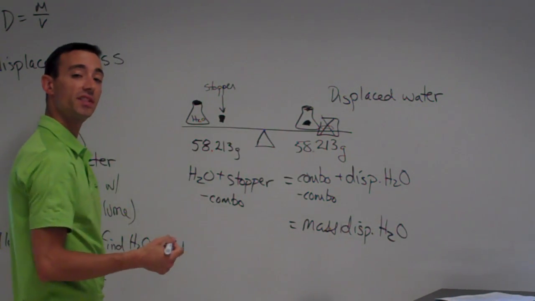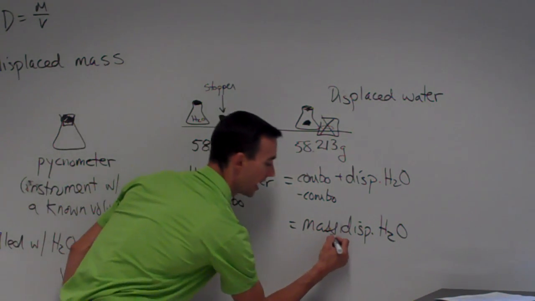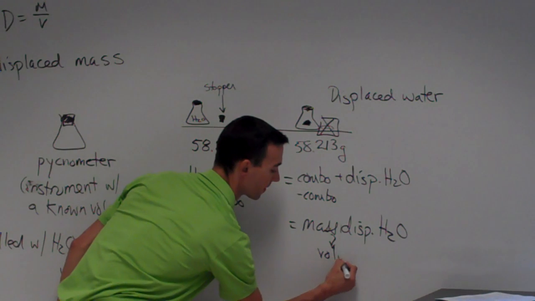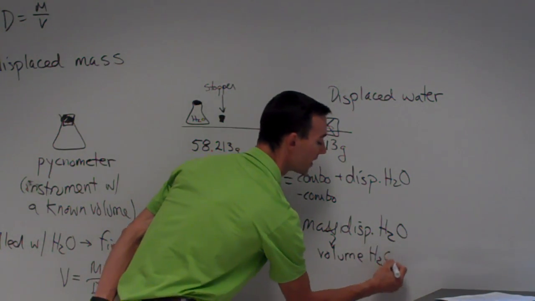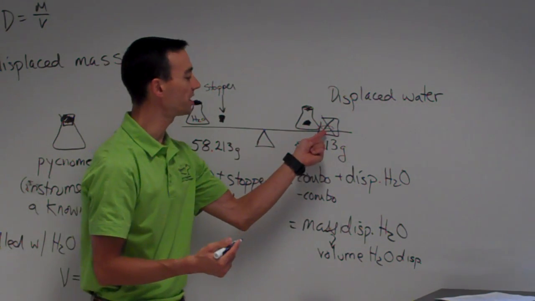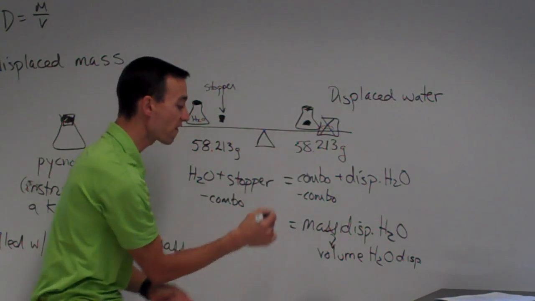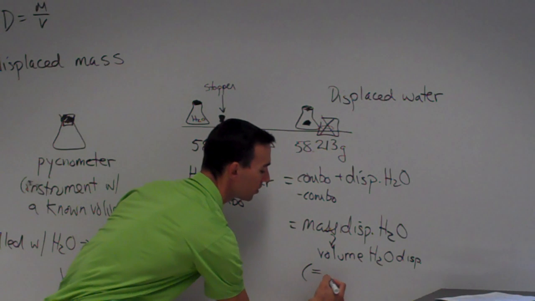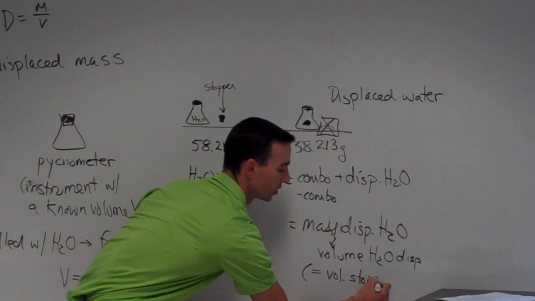Once you have the mass of displaced water, you have its volume, again, based on the density equation here. So you take that mass, turn it into a volume. Not only is that the volume of water that was displaced, but why was this much water displaced? Because of the rubber stopper that you added. Therefore, this volume also equals the volume of the stopper that you've put in there.